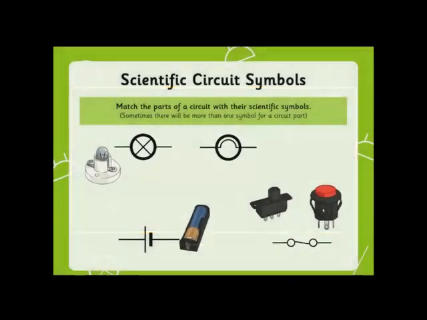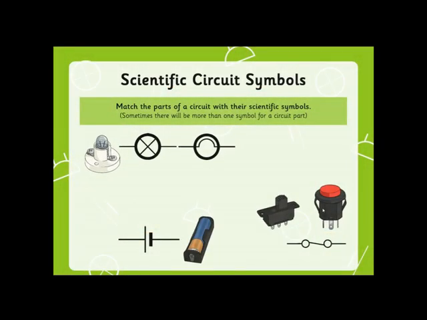Let's check if you got it right. So did you get it right? So here you've got the bulb. The bulb can be drawn in 2 different ways. Usually it could be drawn with a circle and an X, or a circle with a bulb-like curve at the top. And a cell is drawn like that.